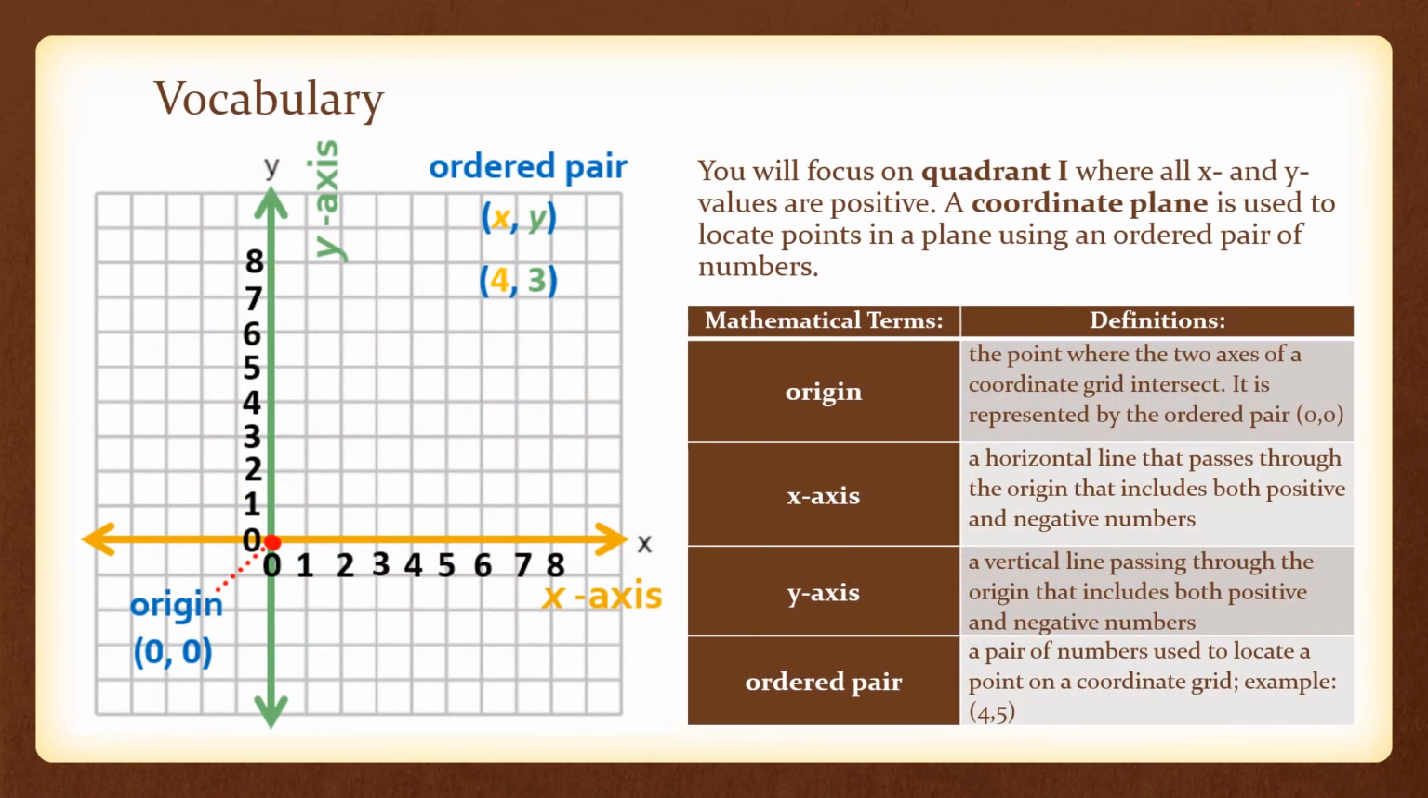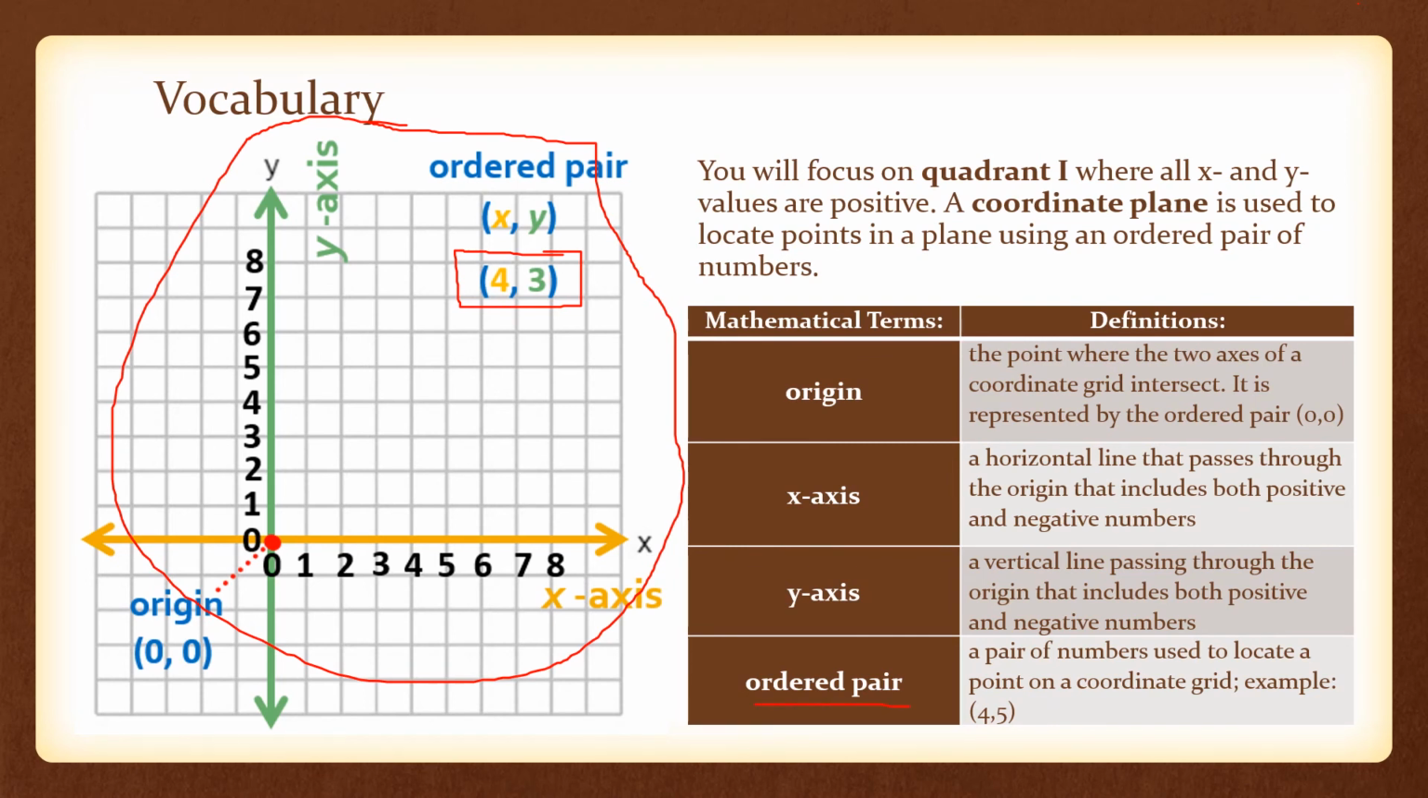To get us started, we're going to go over some vocabulary. Today we're going to focus on quadrant 1, which just means that we're going to focus on using positive numbers. And a coordinate plane is used to locate points in a plane using an ordered pair, like the given one here, (4, 3). An ordered pair is a pair of numbers used to locate a point on a coordinate grid.